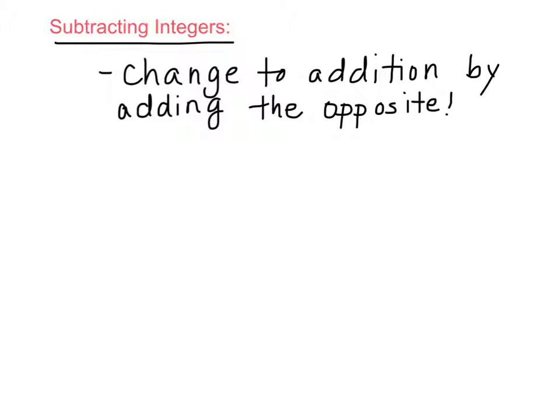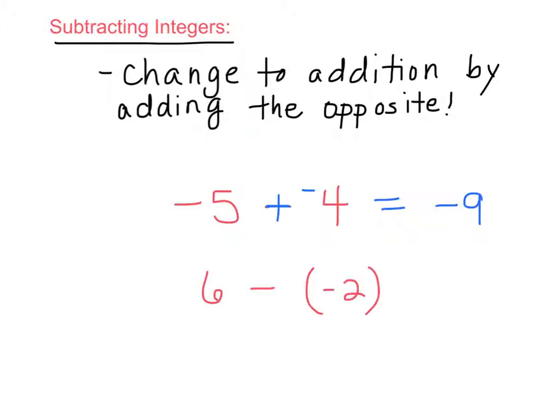Alright, so our rule for subtracting integers is you're always going to change it to addition by adding the opposite. So you want to write that down. If I had negative 5 minus 4, I see the subtraction sign. I'm going to change it to adding, and change 4 to the opposite, negative 4. So now negative 5 plus negative 4 gives me negative 9. One more example. If I had 6 minus negative 2, I'm going to change it to add, and do the opposite of negative 2, which is positive 2. Now it just says 6 plus 2, which is 8.